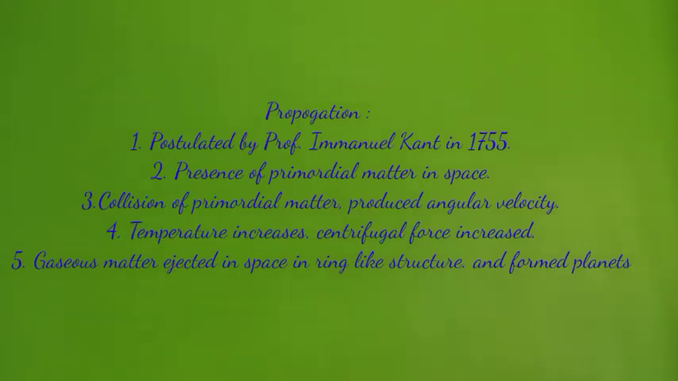According to Professor Kant, there existed two primordial matters in our space. And these primordial matters were moving objects. With the movement, they attracted each other due to gravitational pull. On being attracted to each other, they started coming close, which resulted in their collision, thereby increasing the temperature and producing the angular velocity.